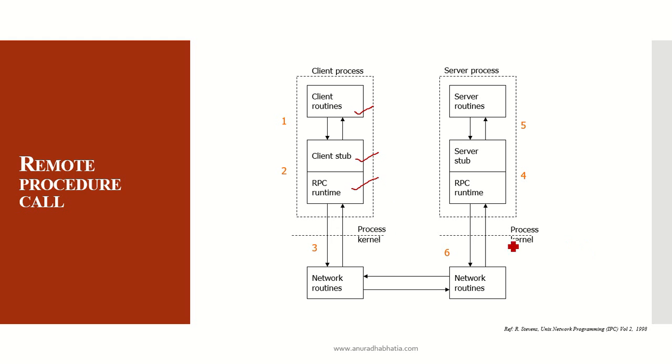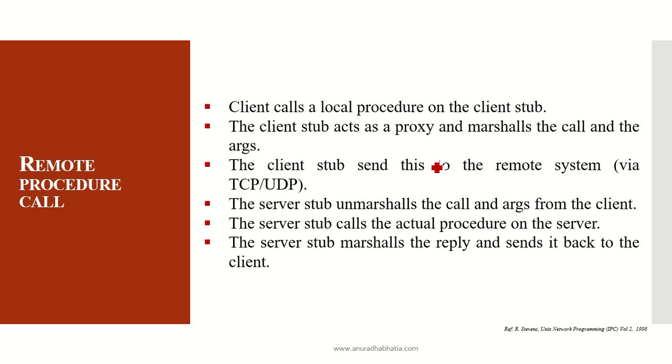There's a process kernel for both of them. Over the network routine it gets passed, and then comes my server stub and my server routine. A few diagrams are shown over here to simplify understanding how my remote procedure call actually works. So these are the steps which are listed again.